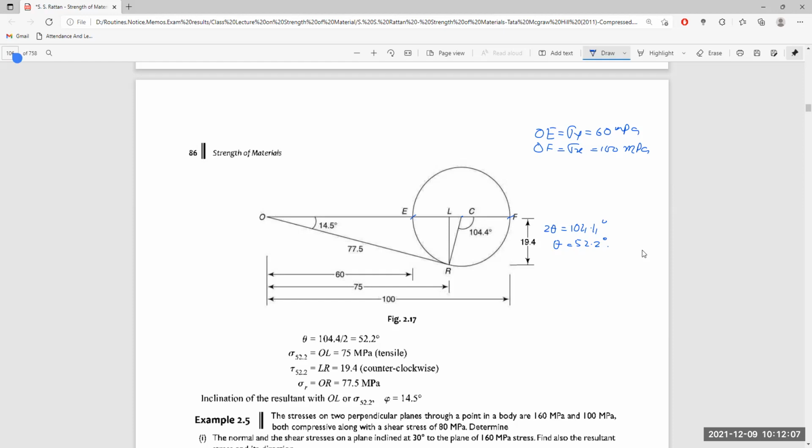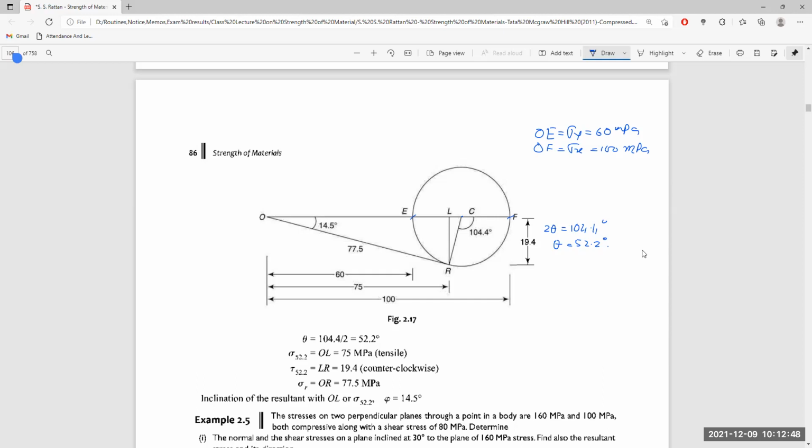So by measuring the length OL, which is equal to 75 MPa if you convert it by scale, and measure the length LR, which is equal to 19.4, which we can convert by scale. And sigma R, the length from here to here, that is the resultant stress, is given by 77.5 MPa if we measure the length and convert it. The inclination of the resultant with the x-axis is equal to 14.5 if we measure.